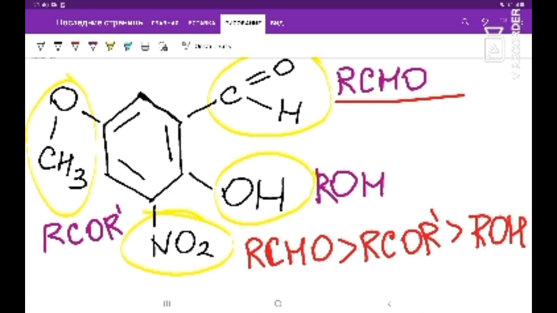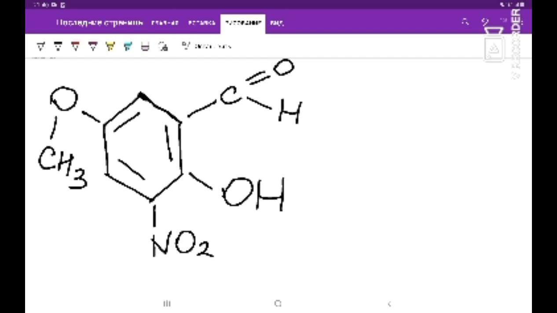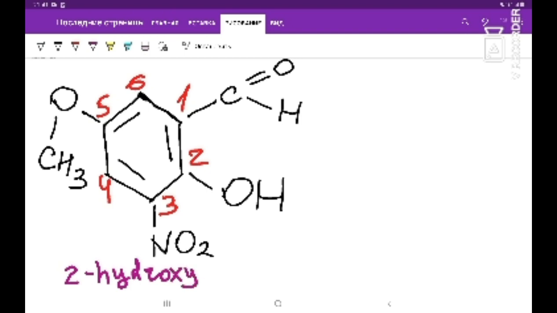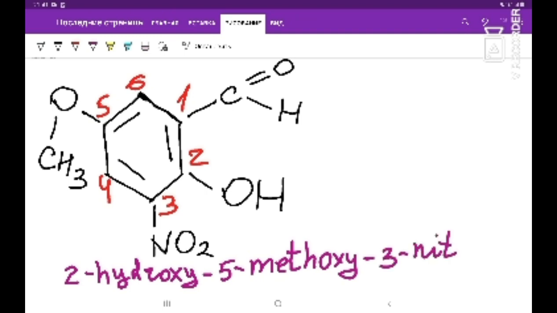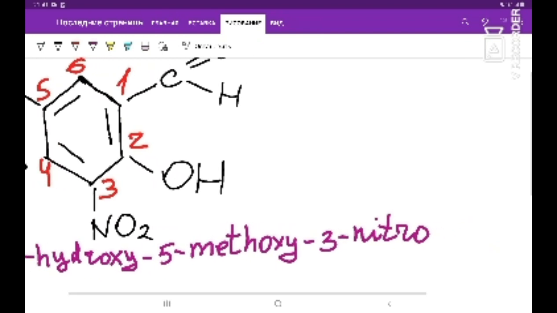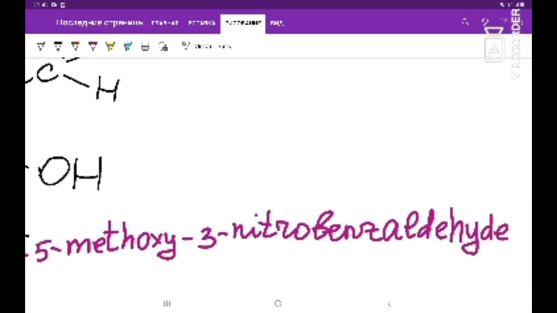That's why the numeration will start from the side where we have the aldehyde. And we will go in the clockwise direction because in this part there are more substituents. So let's do the numeration: 1, 2, 3, 4, 5, 6. So it's al, because aldehyde. 2 hydroxy, because on the second carbon we have a hydroxy group. 5 methoxy. Why methoxy? Because it's ester: methyl, ester, methoxy. 3 nitro. Then it's aldehyde on benzene, so we say benzoic aldehyde or benzaldehyde. You can write either.